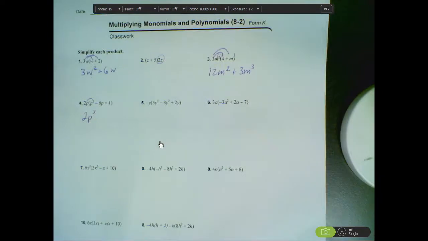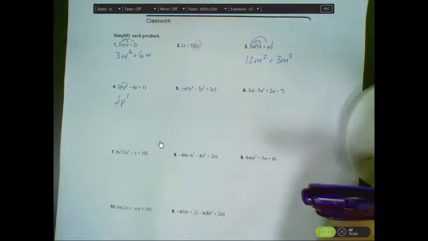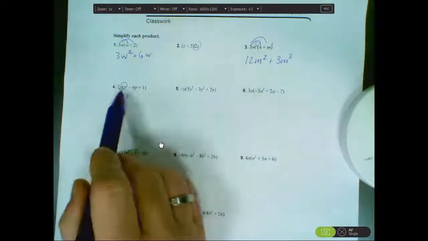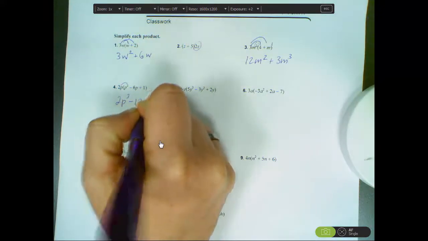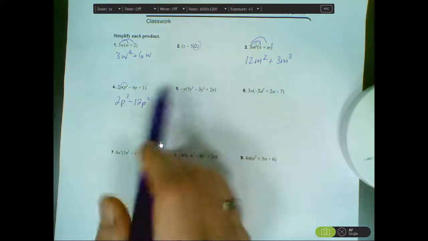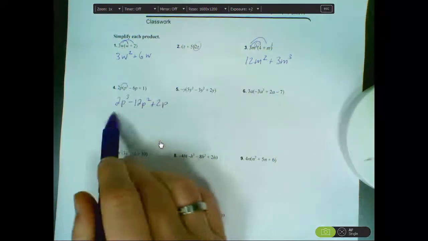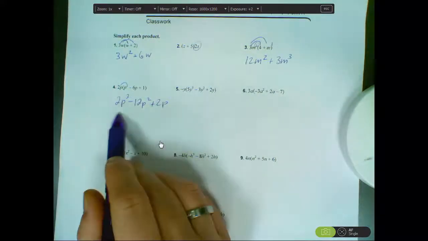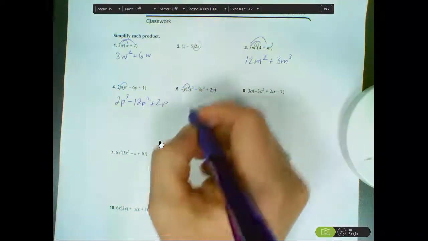Notice how I don't write any signs down. We talked about this back when we learned the distributive property. You want to figure out what the sign of your next term is going to be before you write any signs down. So I have 2p times negative 6p is negative 12p squared. No sign. 2p times 1 is plus 2p. Now none of these are like terms, so I can't add them together. This is the answer.